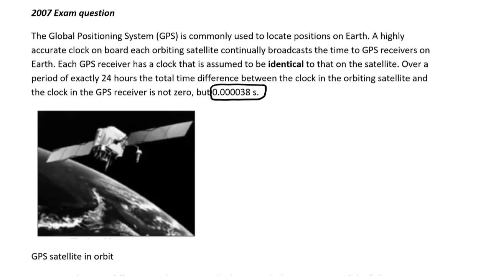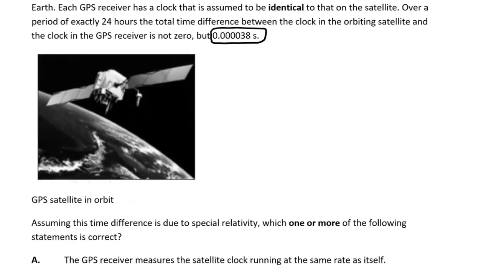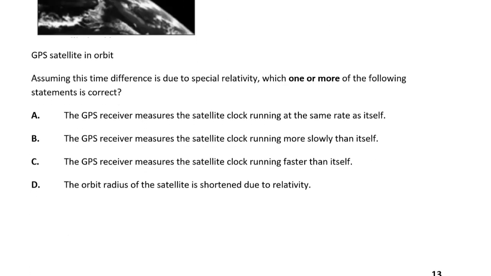but it's 0.000038 seconds. Hopefully I said enough zeros there. Have a read of the rest of the preamble too. This is a very wordy start to the question. So, we're assuming that the time difference is due to special relativity, which one or more.